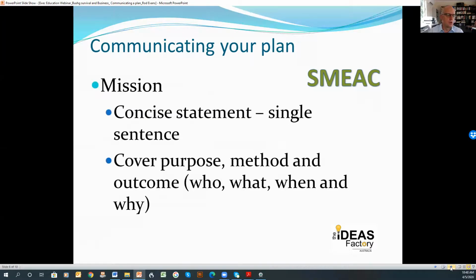The second thing you do is you set out a mission, and this is a very concise statement. Often it's a single sentence that covers basically the purpose and method, the outcome, the who, what, when and why of what you want to see achieved. It's a very, very concise statement that everybody can easily remember and everybody can easily recite.